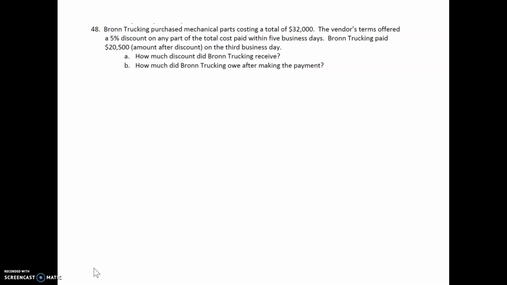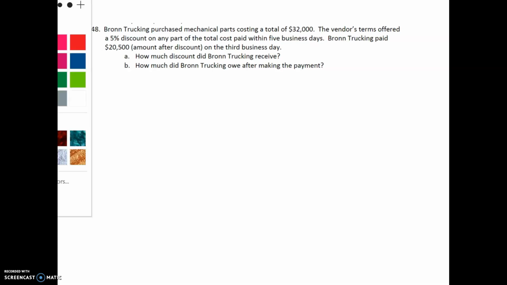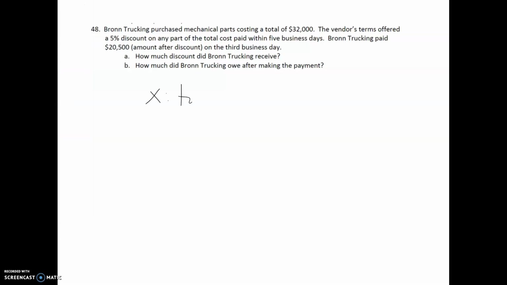So they end up paying after that discount 20,500, but they're going to get more than that towards the 32,000. It's essentially 5% more. So that's the math that we have to do. If you want to set up an equation, there's a couple ways to think about this. I'm going to let X be the total payment. And 5% isn't a huge amount, so it should be a bit bigger than 20,000. Not sure how much. We're going to figure that out.